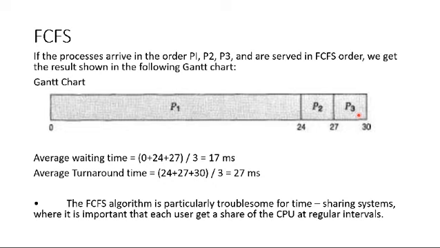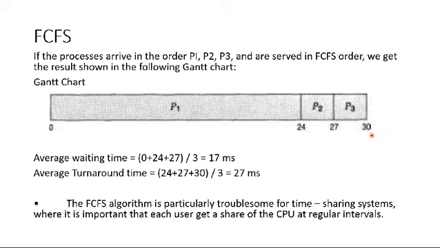Now we are going to calculate the average waiting time and average turnaround time. What is the waiting time? P1 doesn't wait, so 0. P2 waits for 24 milliseconds and P3 waits for 27 milliseconds. Adding everything together and dividing by 3, we get 17 ms. Now we calculate the average turnaround time. What is the turnaround time? It is the time at which the job has been completed. P1 is completed at 24, P2 at 27, and P3 at 30. Adding everything together and dividing by 3, we get the average turnaround time.